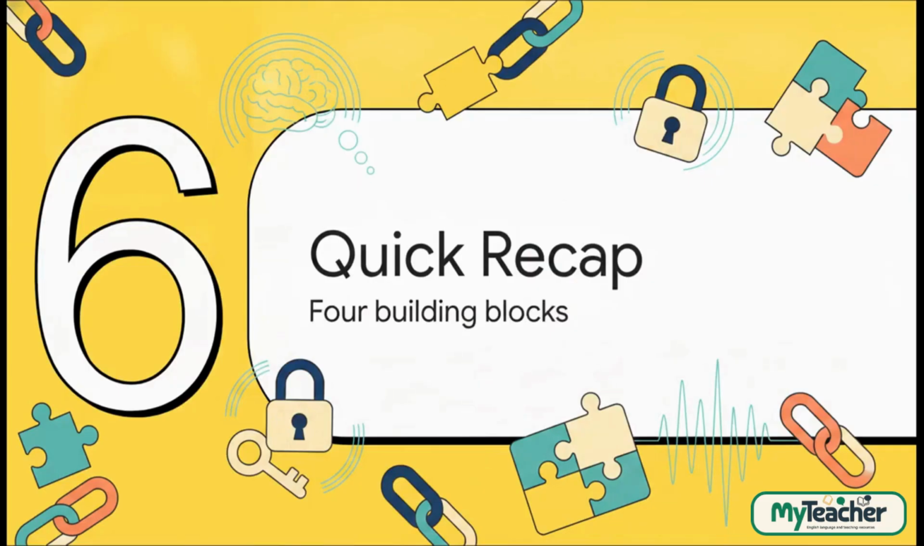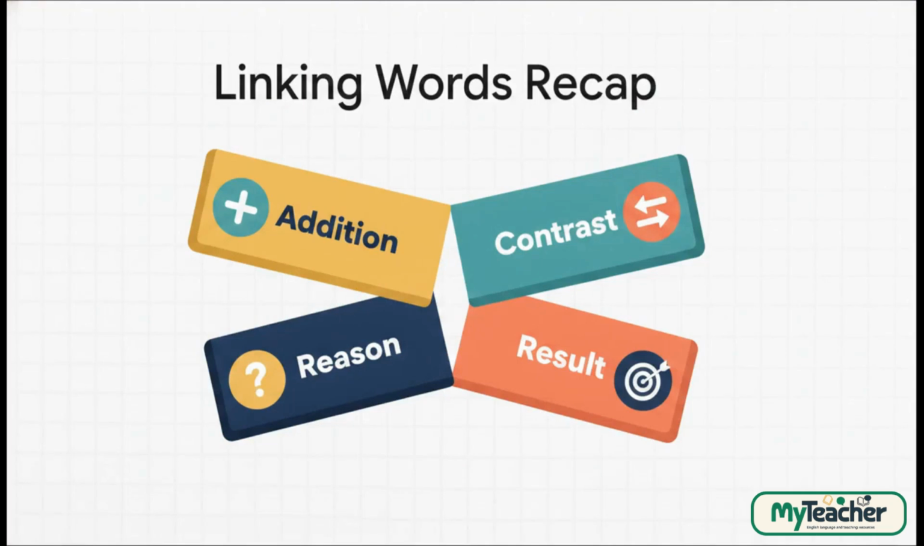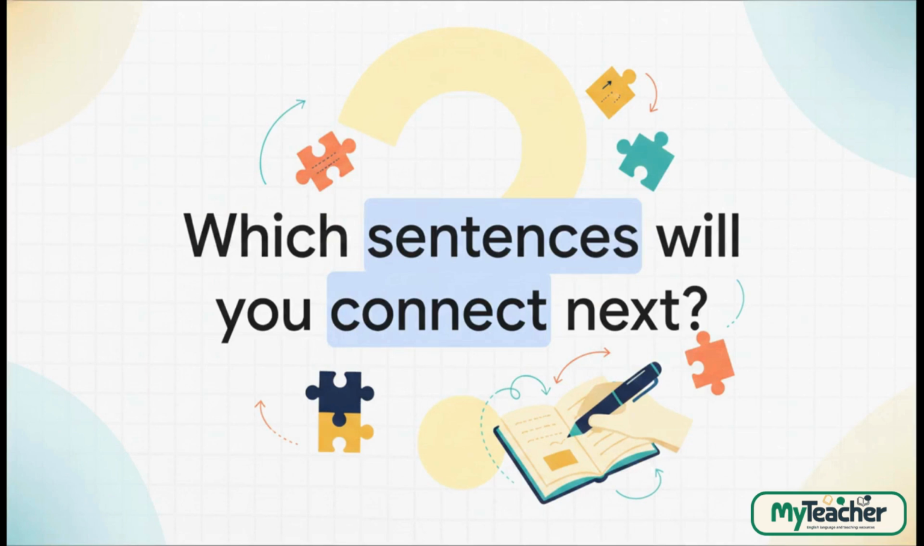Let's do a quick recap. Today, we learned 4 ways to connect our ideas: addition, contrast, reason, and result. These are the wonderful building blocks you need to write clearly. You now have the puzzle pieces you need to write beautifully. So, which sentences will you bring together next? Grab a pen and start practicing. Now you can connect your ideas smoothly in English.